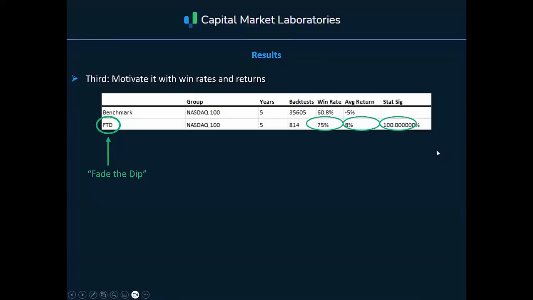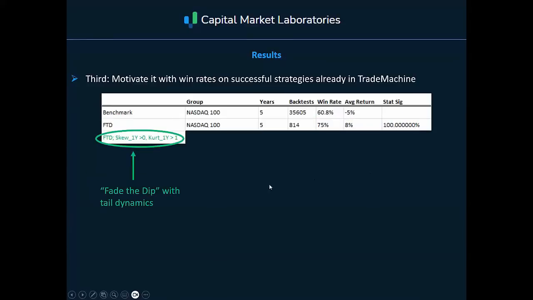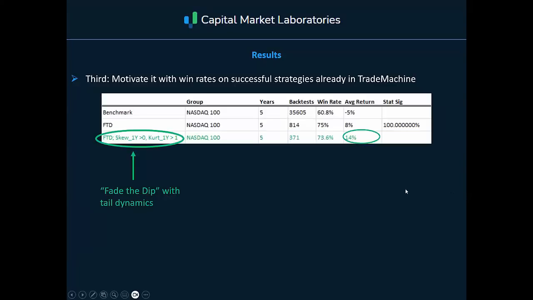Now I'm going to take the fade the dip and say I only want to do it in companies where the skew is positive, which means it's a right-leaning skew, and the one-year kurtosis is greater than 1. And here are the results. There's no statistical difference between these two win rates, but now we're looking at a benchmark that went from -5%. Trade Machine provided extraordinary value, getting the same trade, but going 8% positive return. Now we're at 14%. Let's go further.